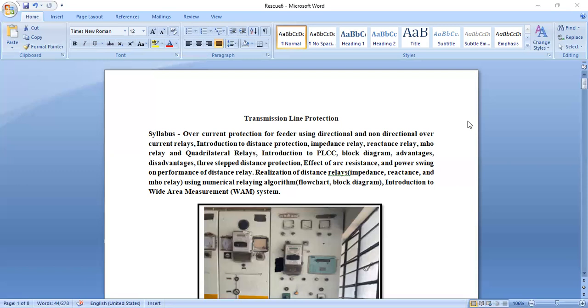So before starting the transmission line protection, we have already covered the transformer protection and the alternator protection. In the transformer and the alternator protection, there are different types of abnormalities that occur in the system. The transformer is nothing but the heart of the power system. So the power transformer is a major equipment, so abnormal conditions occur in it.